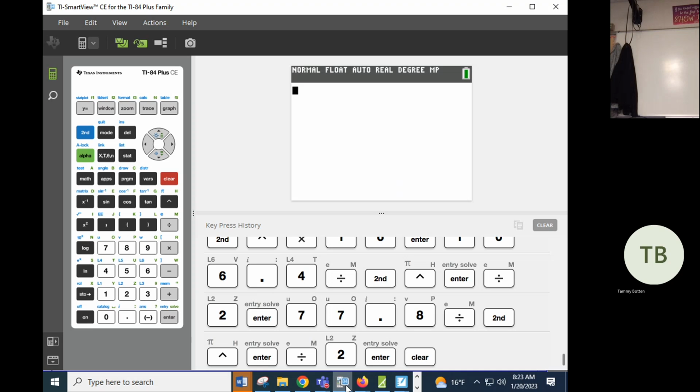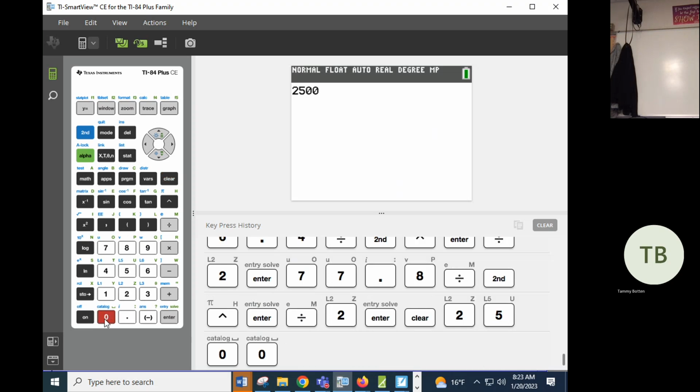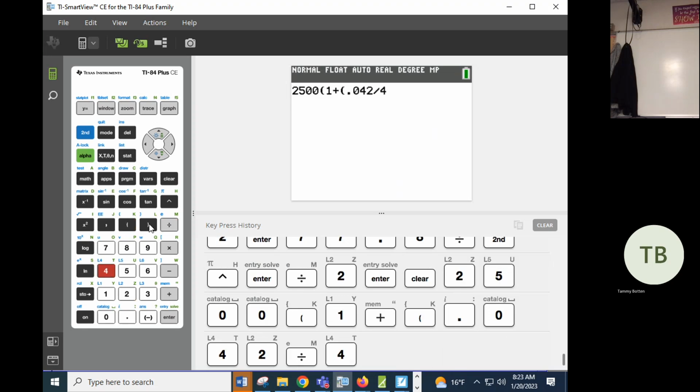Okay. So we're going to go 2,500 parentheses. And then we're going to go 1 plus. Now we want parentheses around the 0.042 divided by 4. So we're going to go parenthesis 0.042 divided by 4 parentheses. Okay. And you have to remember this parenthesis closes this. I need one more to close this. So I need a second parenthesis there.